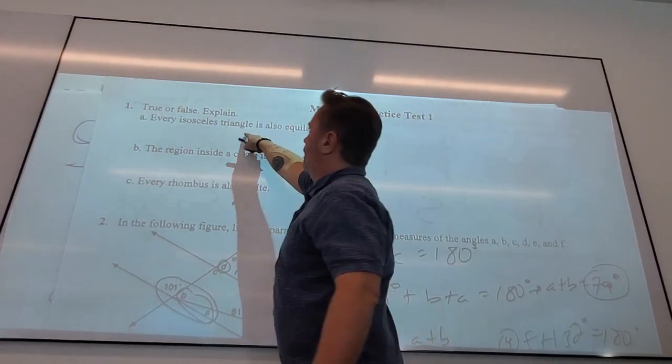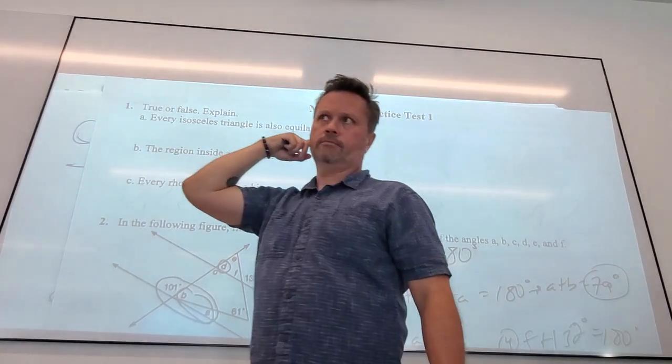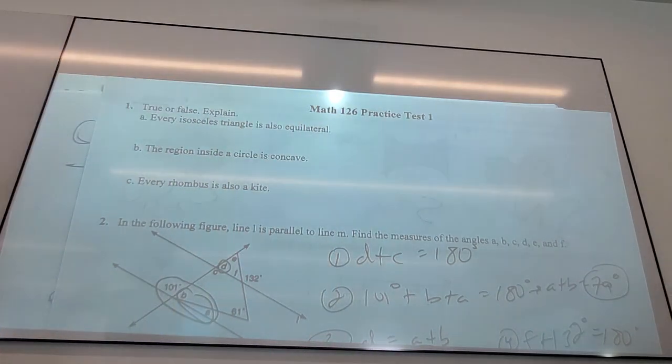Could an isosceles triangle be equilateral? Yes. Isosceles has to have at least two sides that are equal, and if I just made the third side equal also, it would be equilateral. But does every isosceles triangle have to be equilateral?